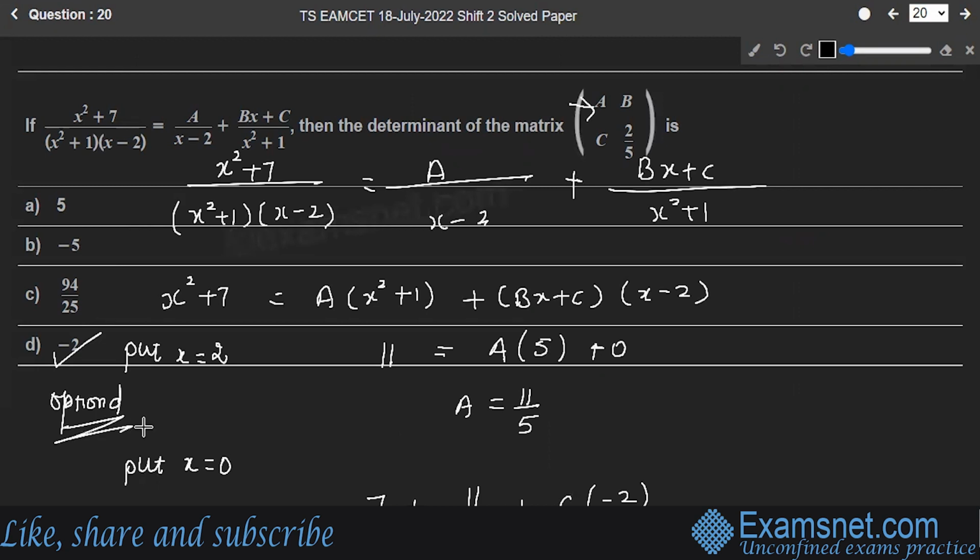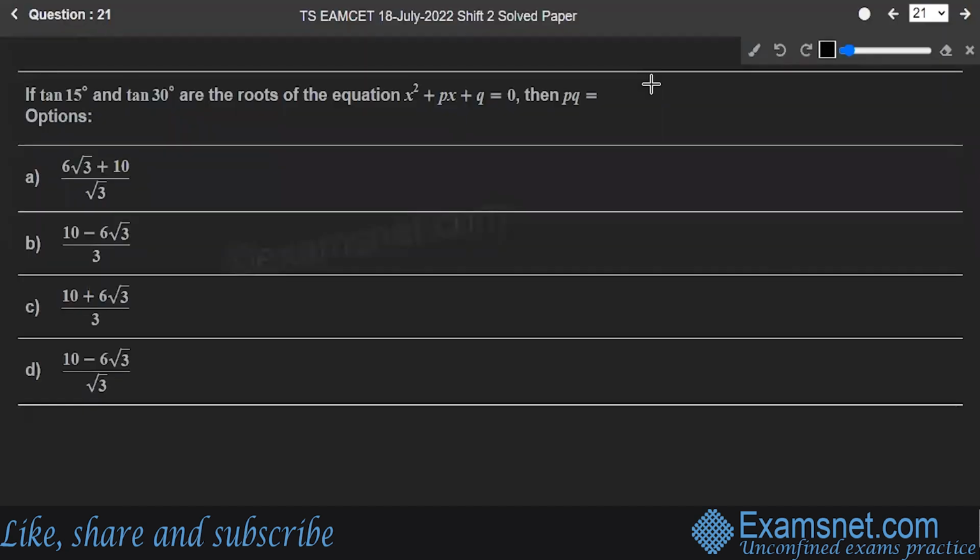Option D is the correct answer. Hope you understood this. Let's move to question number 21. If tan 15 and tan 30 are the roots of the given equation x squared plus px plus q is equal to 0, then you have to find the value of pq.